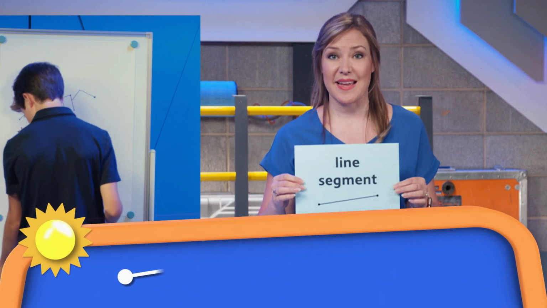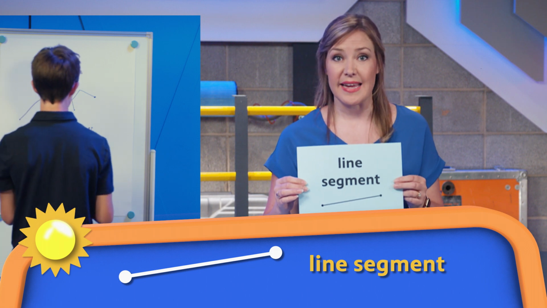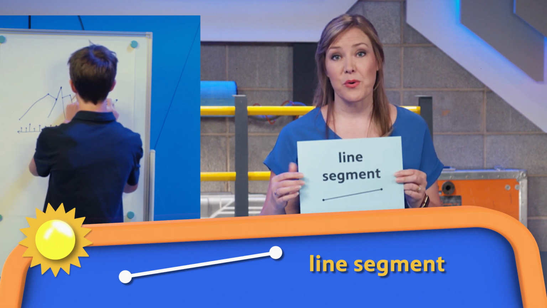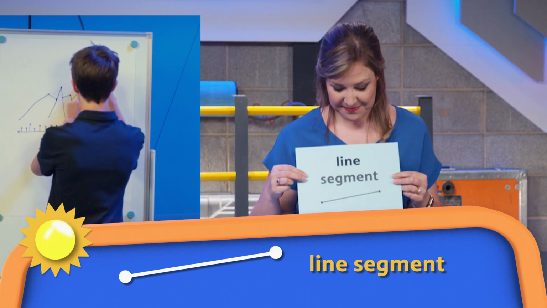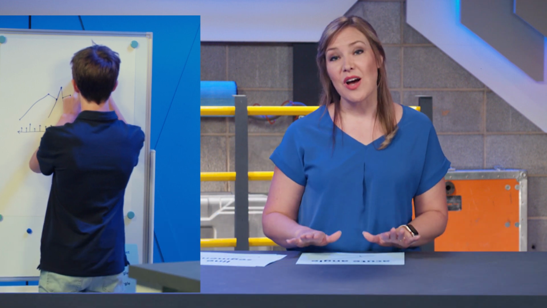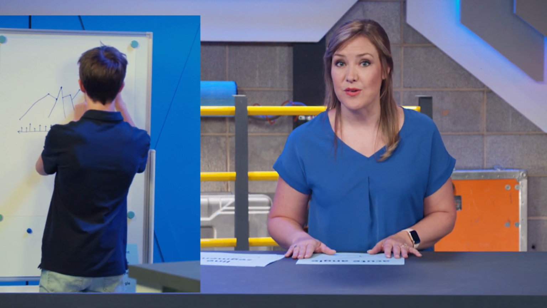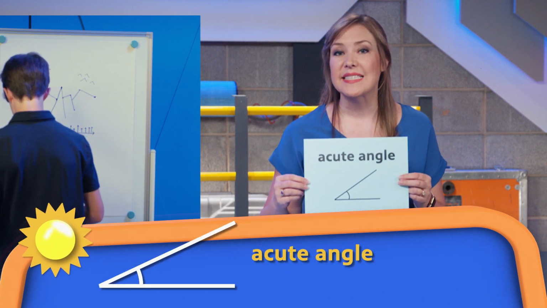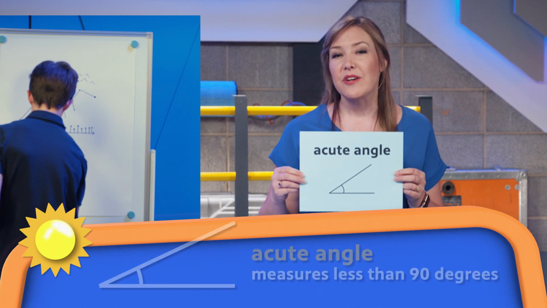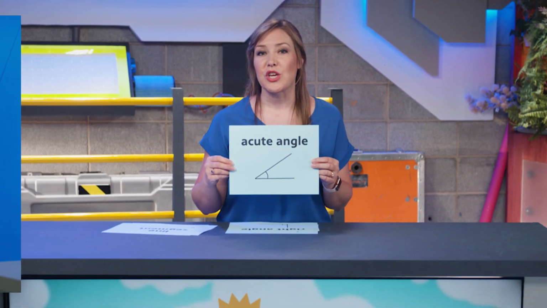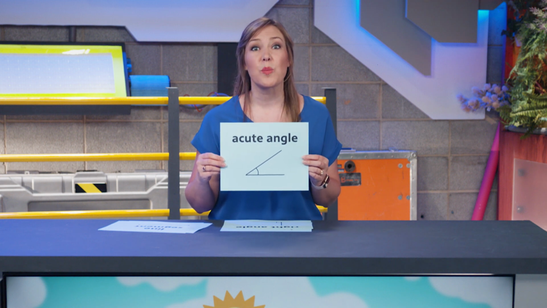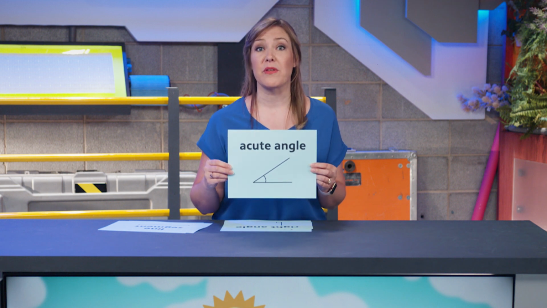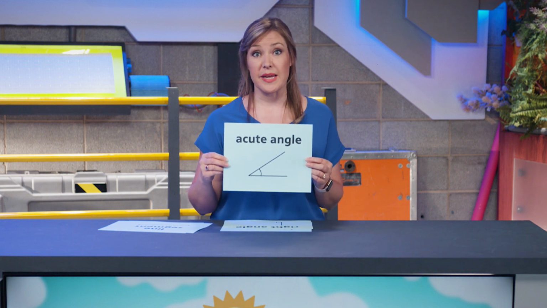Next, we have a line segment. Now, a line segment is only part of a line, and it has 2 distinct endpoints. To draw a line segment, we start with a point and we end with a point. Okay, now let's talk about our 3 different types of angles. So an acute angle is an angle that measures less than 90 degrees. When we're not talking about geometry, the word acute can mean sharp, like an acute pain, something that hits you suddenly and doesn't last a long time. Maybe that will help you remember that an acute angle looks like a sharp point.